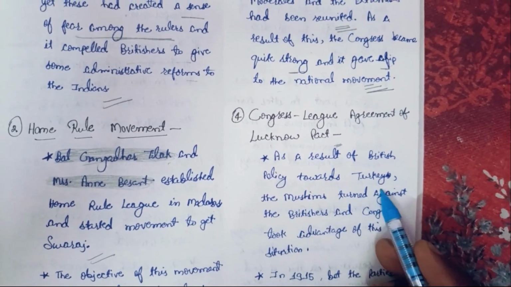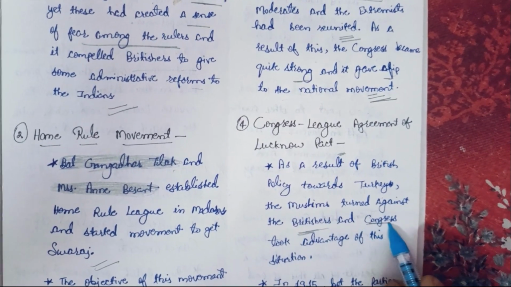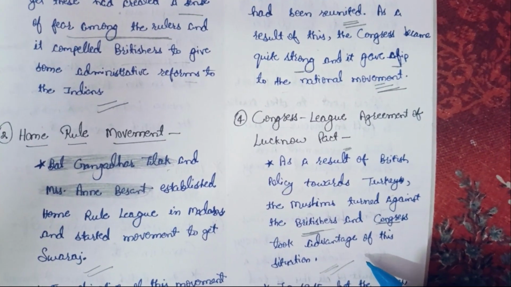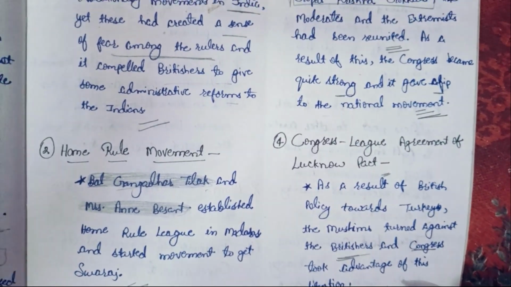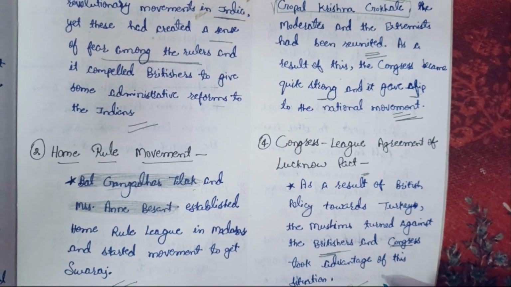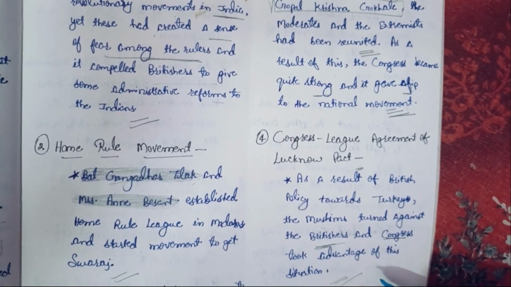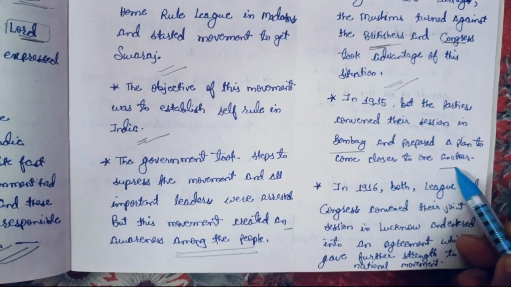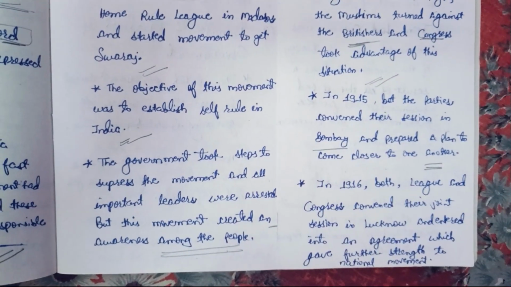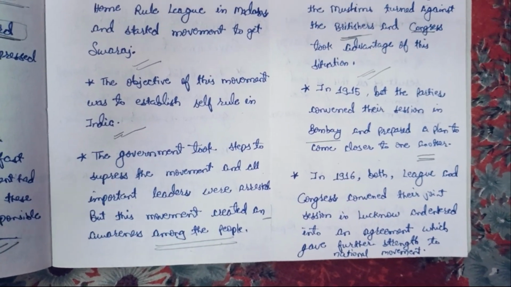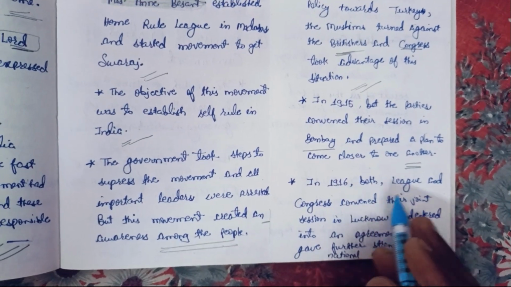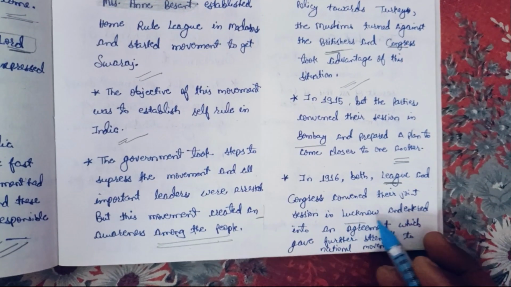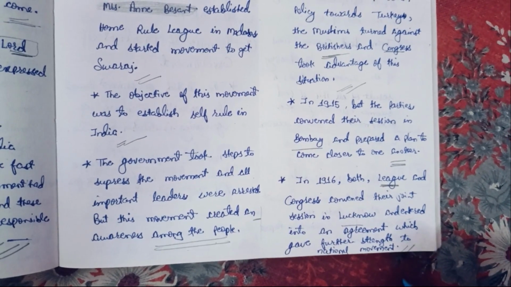As a result of British policy towards Turkey, the Muslims turned against the Britishers, and the Congress took advantage of this. There were certain policies the Britishers were taking on Turkey, and as Turkey was a Muslim-dominated country, the Muslims of India also turned against the Britishers. In 1915, both parties convened their sessions in Bombay and prepared a plan to come closer to one another, meaning Hindus and Muslims prepared plans to come together and fight against the Britishers. In 1916, the Muslim League and the Congress convened their joint session in Lucknow and entered into an agreement which gave further strength to the national movement.